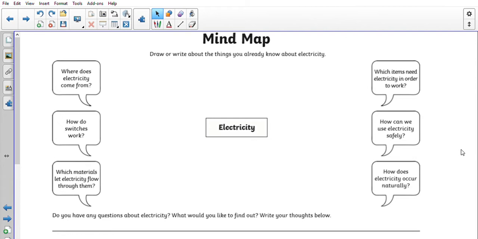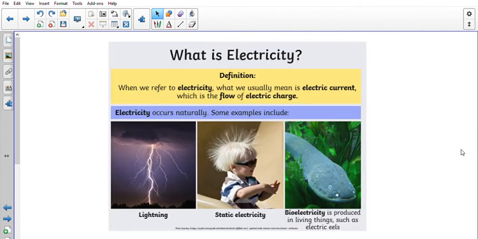Okay, you should have completed your mind map now. So let's have a look. So what is electricity? When we refer to electricity, what we usually mean is electric current, which is the flow of electric charge. Electricity occurs naturally. So, for example, lightning, static electricity, bioelectricity produced in living things such as electric eels. So you may have experienced static electricity if you have ever rubbed a balloon on your head and your hair will stick up.